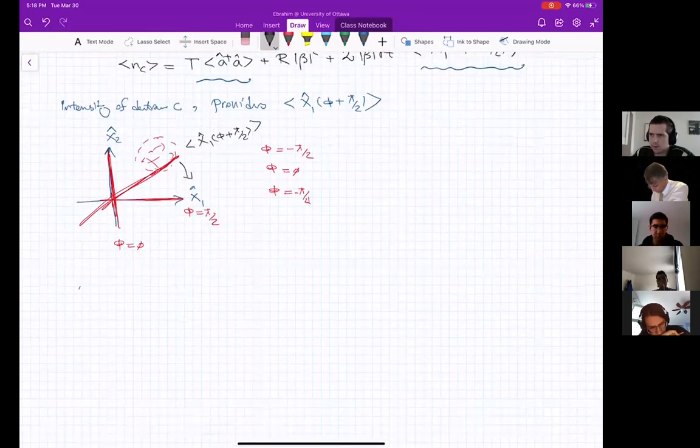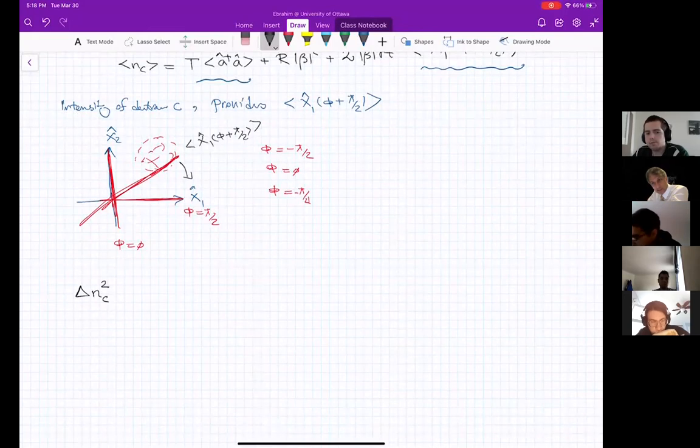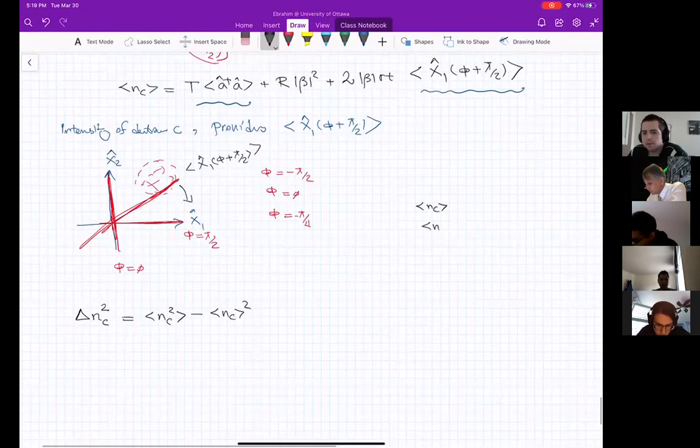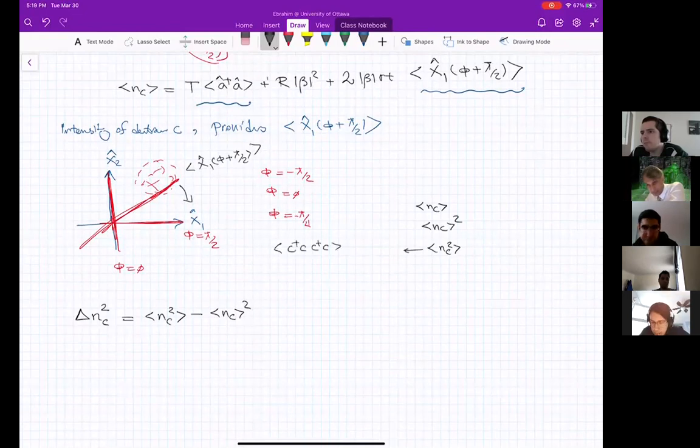And moreover, essentially what I'm looking for in the laboratory is delta n c squared, which is the variance in intensity. You can record the intensity, but also you can record the variance in the intensity. The variance is important, which is given by the average of n c squared minus the square of the average of n c, which is what we found, right? So I only look at the average of n c here, but you can do the calculation and find the average of n c squared, which is the square modulus of what we have here. You can do the mathematics from c dagger c, c dagger c, and do the mathematics for that case. Okay, do it as an exercise for yourself. It's not extremely difficult. It's just a straightforward calculation.